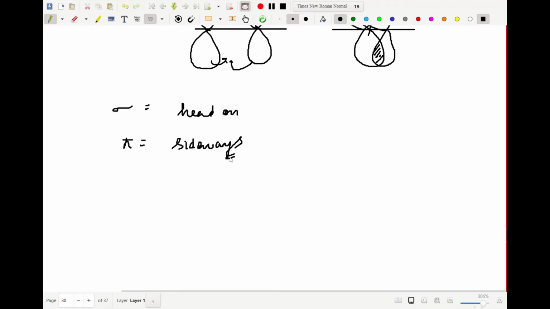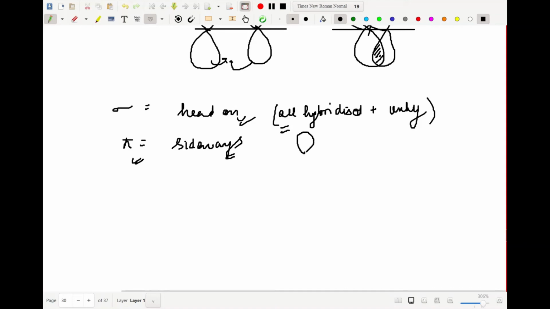What we just discussed is the shape of the hybridized orbitals, right? How fat and how slim they are. Now, head-on overlap can be done by all the orbitals, hybridized or even unhybridized. All hybridized plus unhybridized can do head-on overlap. But when it comes to sideways overlap, hybridized orbitals cannot do that.